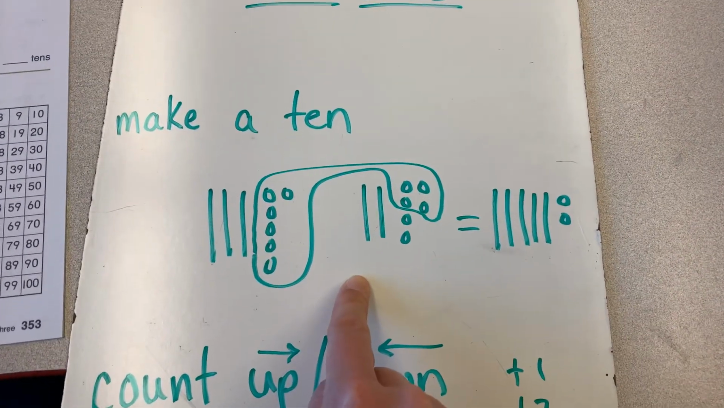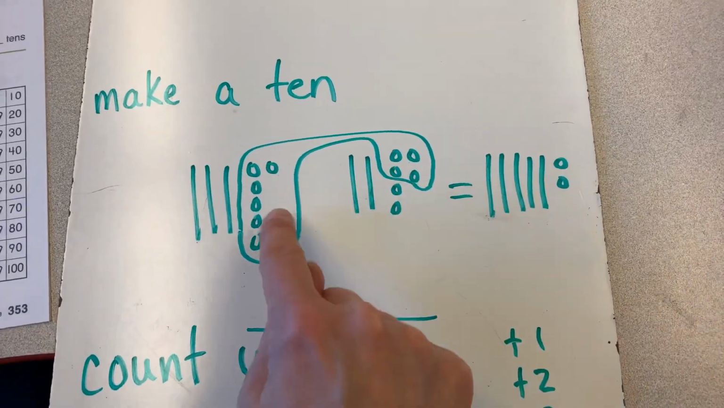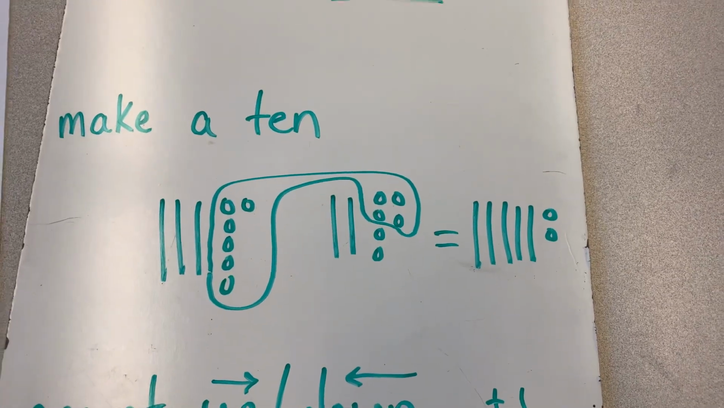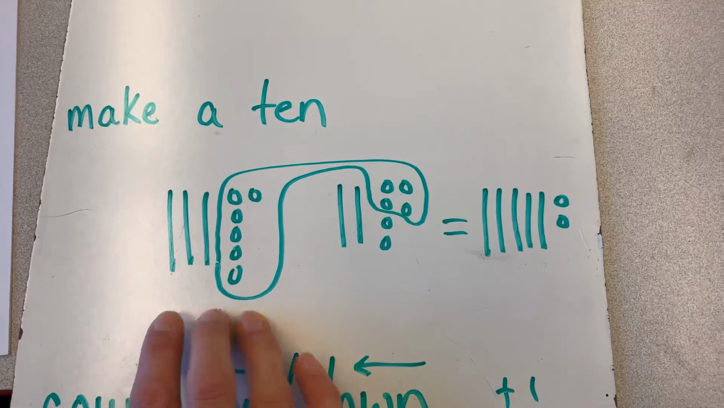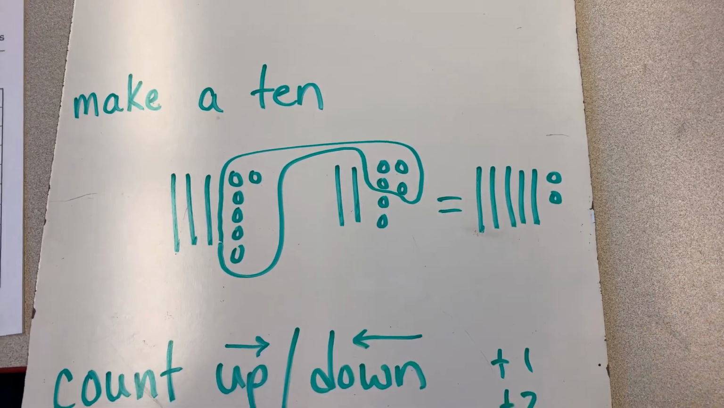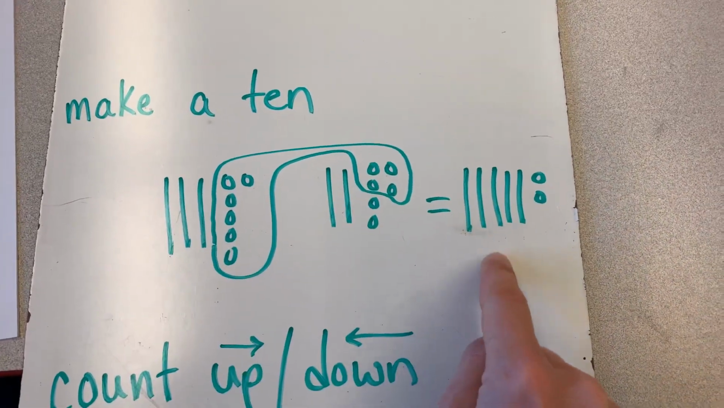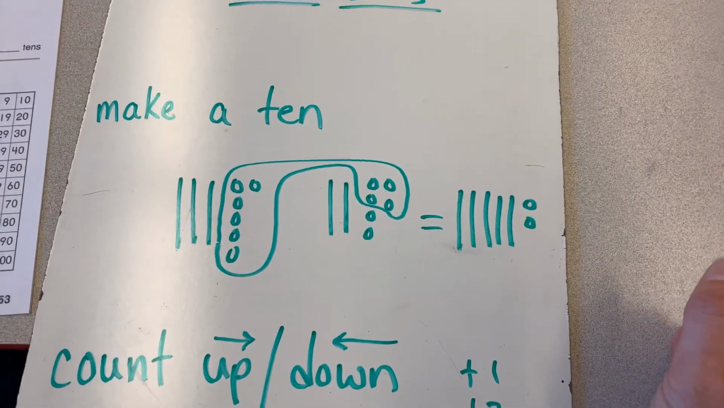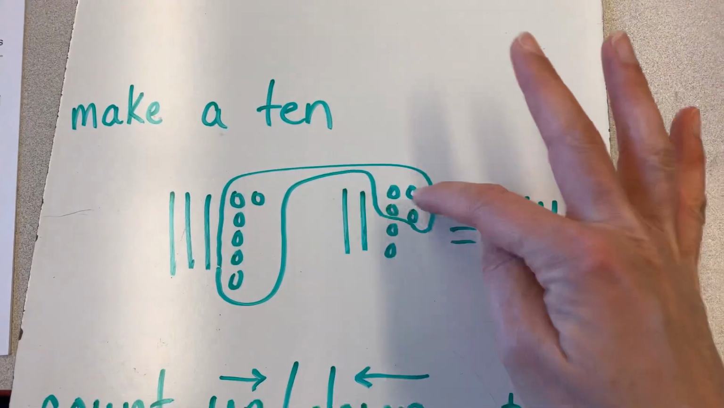Our next strategy is make a 10. If I have a lot of ones in the ones place and I know if I add them together I could make another 10, a great strategy is to make a 10. Here I have 36 plus 26. I have done 6 plus 4, and I've made another rod and then added my 2 leftover ones. Making a 10 is a great strategy if your numbers are very high in the ones place.